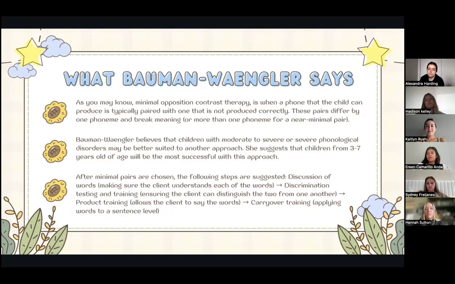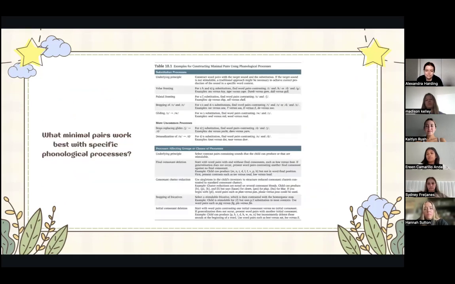And basically the process to get to spontaneous speech, once you choose the minimal pairs, you follow the steps of the discussion of words and then discrimination testing and training, and then production training, and then later on carryover training. I thought this chart would be useful, but it's basically what minimal pairs would work best with phonological processes, since we went over that a lot this course.